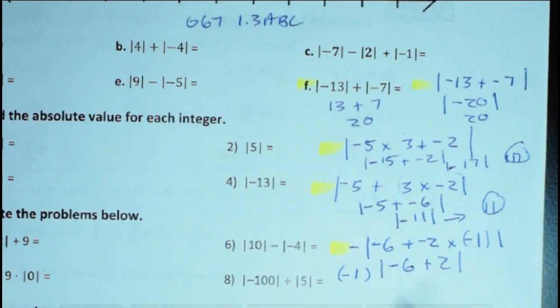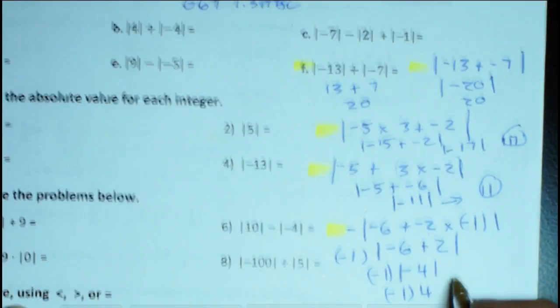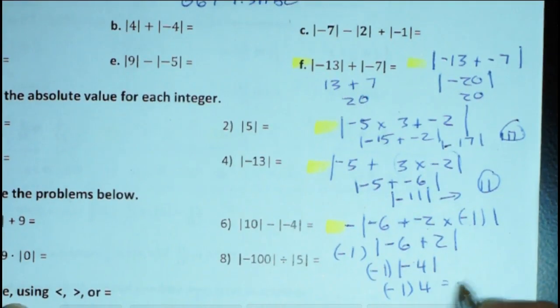Okay, we still have to finish this out. So we have negative 6 plus 2, so that's a negative 4. Different signs, find the difference. We still have this negative 1 out here. So the absolute value of that is 4, but we still have to multiply that times the negative 1. So a negative 4 times a negative 1 is going to equal a negative 4.